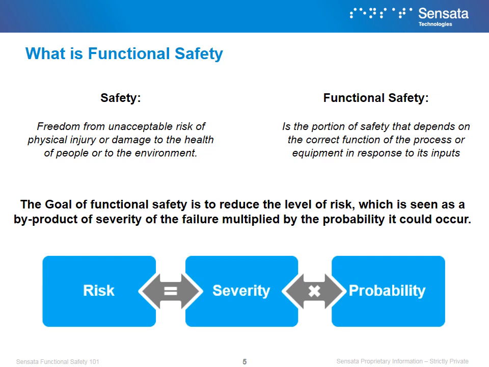The goal of functional safety is to reduce the level of risk in a piece of equipment or system. Risk, in the eyes of functional safety, is seen as the severity of failure of the equipment or process multiplied by the probability that it will occur given the components of the system.